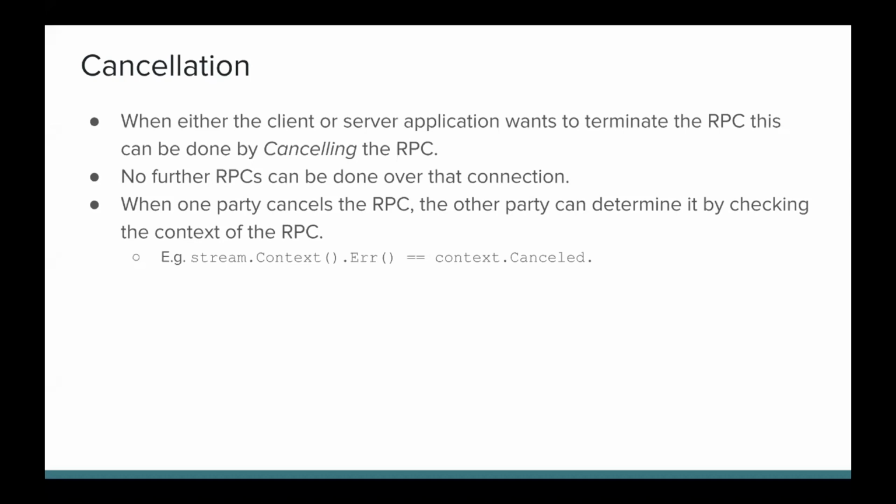Usually when you are doing critical RPC-related business logic, it's always better to check the status of the cancellation. This is quite useful when you're doing complex duplex streaming, as we have seen earlier.